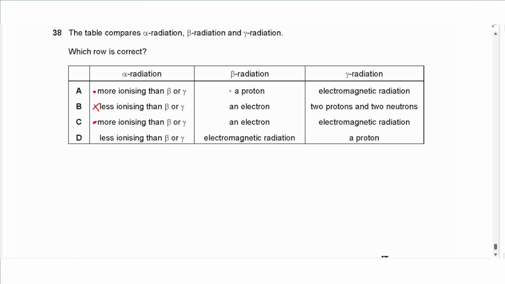For beta radiation, it is a proton, no. It is an electron, yes. An electron, yes. Electromagnetic radiation, no. Gamma radiation, electromagnetic radiation, yes. 2 protons and 2 neutrons, no, that's alpha. Electromagnetic radiation, yes. It's a proton, no. So the answer is C.